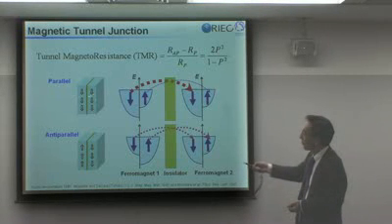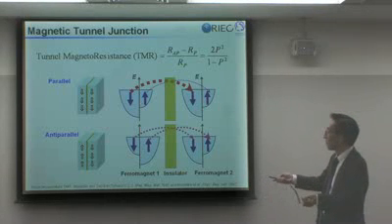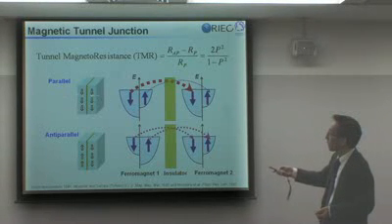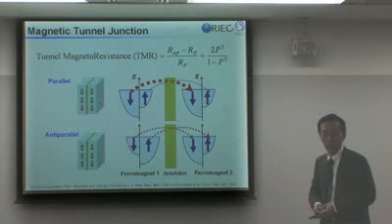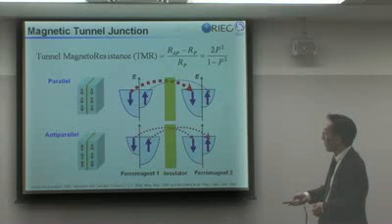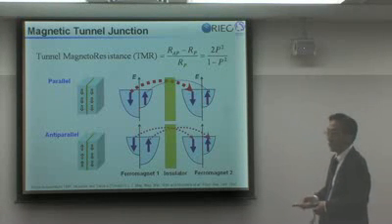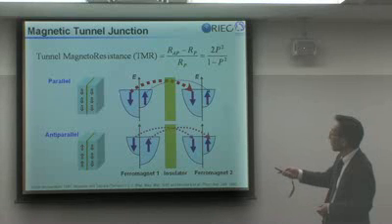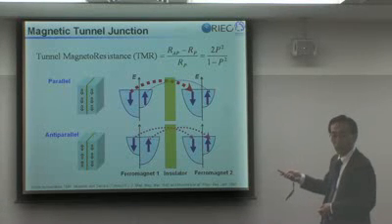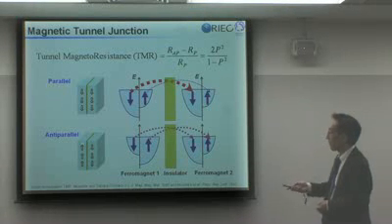And you can do so. For example, the read part can be done by just measuring the resistance of the magnetic tunnel junction. These two resistances are different. And here the resistance is low, and here the resistance is high.